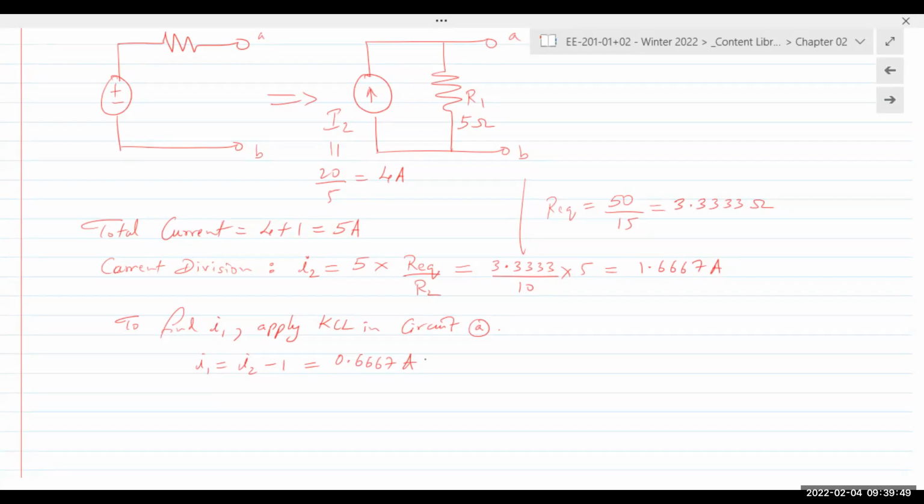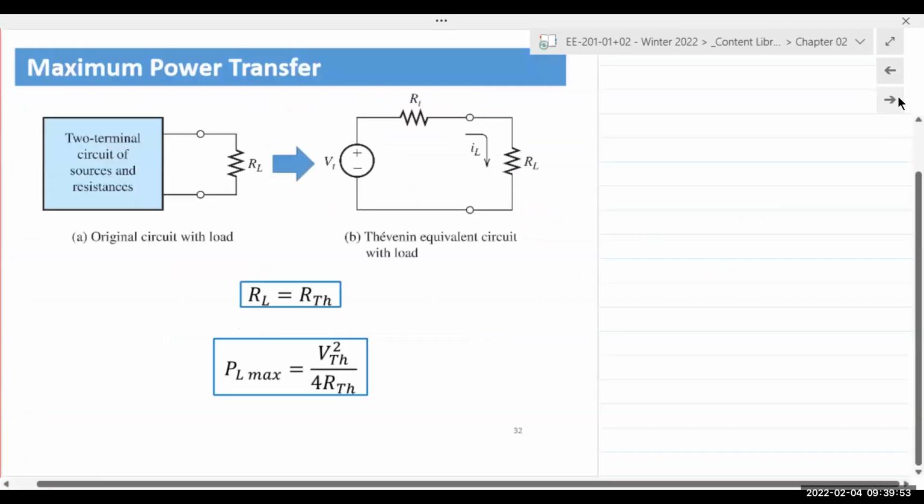Okay, let's see how we're doing on time. 9:40. Let's pick up the pace a bit, and we'll wrap up with maximum power transfer.